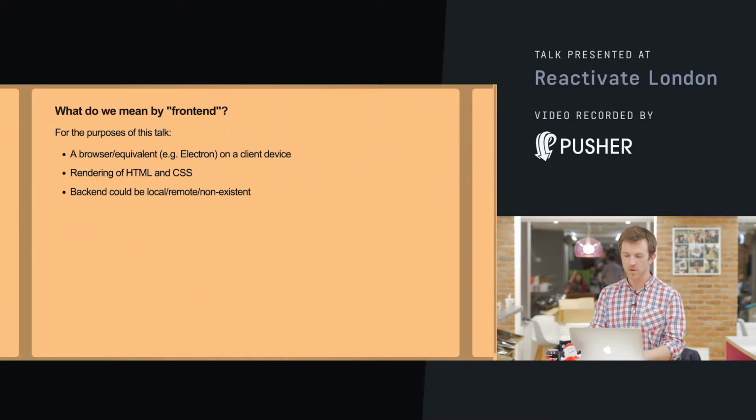So let's just quickly start with some definitions for the purposes of this talk. Everybody in this room is almost certainly a more experienced front-end developer than I am, so I will defer to your better experience and understanding of these things. These are just my definitions for today. By front-end, I'm talking about a browser or equivalent on a client device. So that does include things like Electron-based apps. Rendering of HTML and CSS for the actual visual part of the application. The back end could be non-existent, local, remote, doesn't matter. I'm not focusing on that for today.